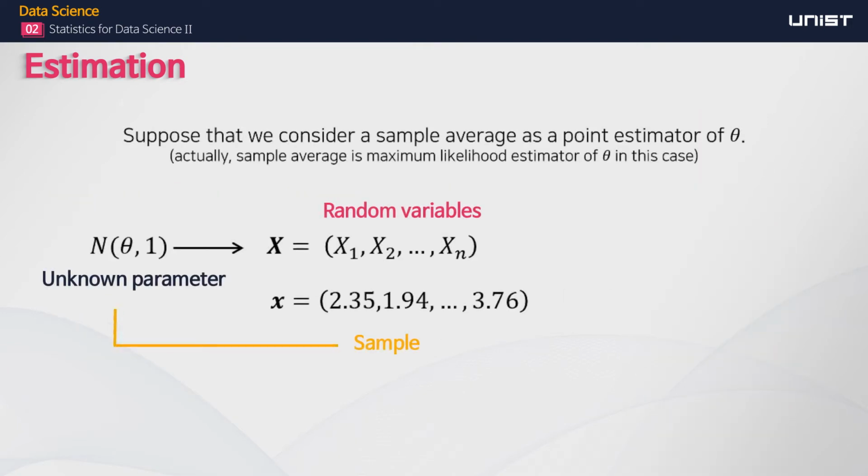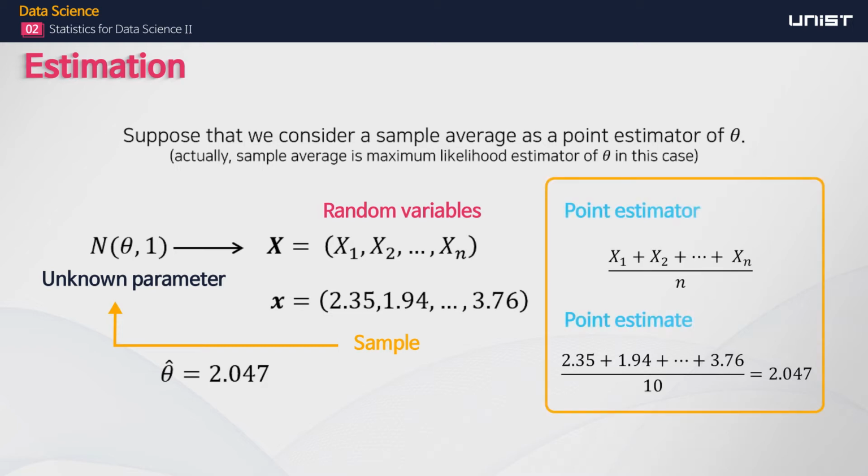For example, we have a sample drawn from normal distribution theta and 1. We want to infer theta. We may consider a sample average as a point estimator of theta. Suppose that we have realized values for x1 to x10 like this, then a point estimate of theta is 2.047. The next question may arise: what is a good estimator and how to find it? But we will skip this question in this video clip.